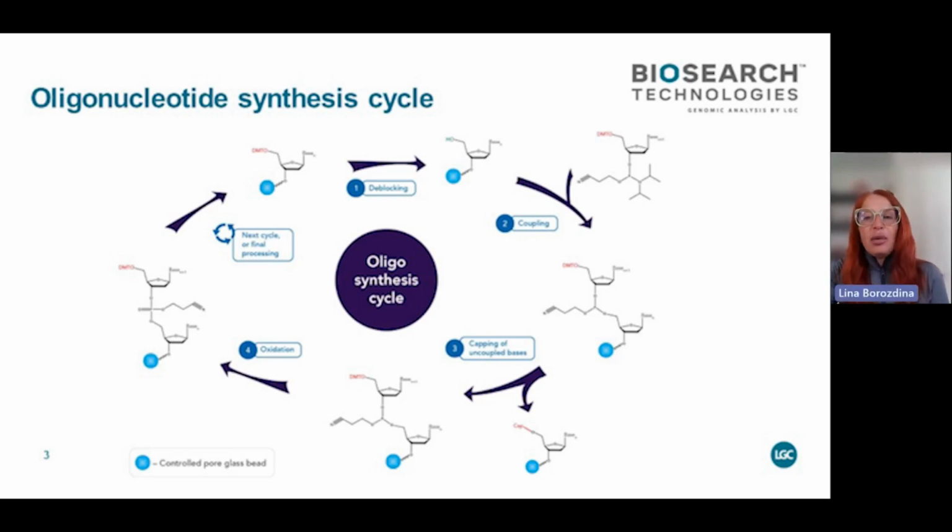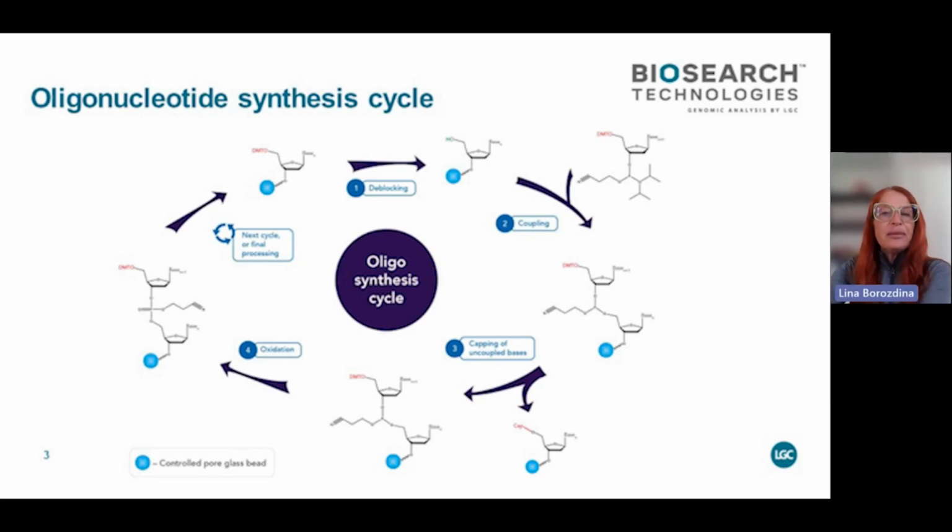The following step would be capping of uncoupled bases. This reaction is not 100%. So what we want to do is kill any available OHs that are left after this reaction. By addition of two reagents, cap A and cap B, you will actually block this available OH. So this reaction is dead. It's not going to continue forward. The reason why we do that is so it doesn't accumulate a lot of impurities.